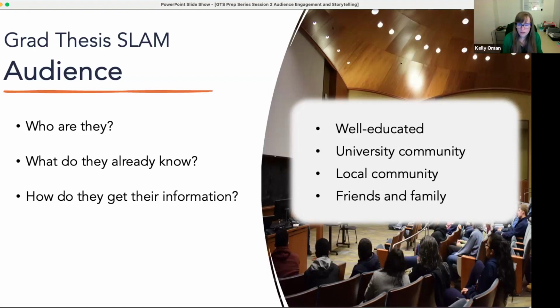How do they get their information? So do they listen to NPR? Do they read a newspaper? Do they get all of their information from Twitter or Reddit or something like that? Figuring out that or thinking about that can help you better understand the types of information or the different types of presenting information that appeals to that audience.